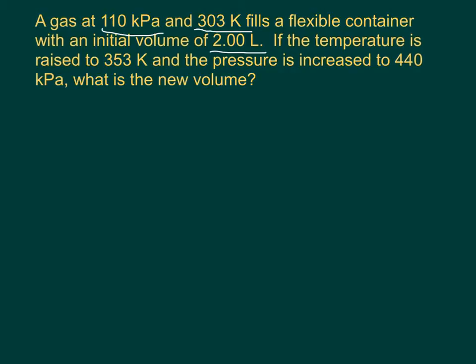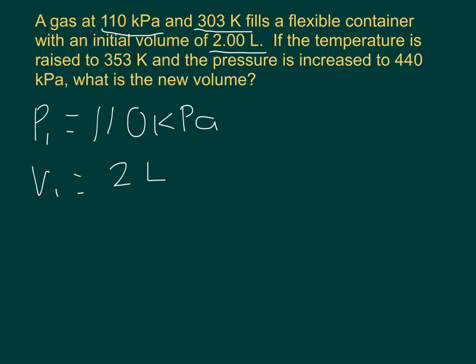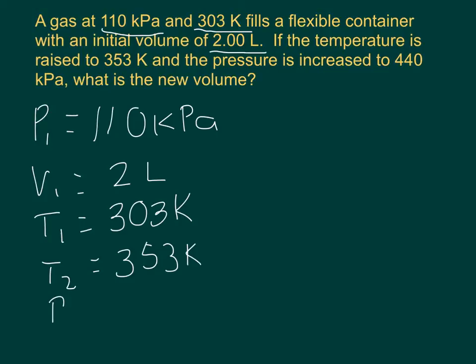We're going to start just like we did with our other gas laws and list our given information. Our initial pressure is 110 kilopascals. Our initial volume is 2 liters. Our initial temperature is 303 Kelvin. In the second half of the problem, our new temperature is 353 Kelvin, the new pressure is 440 kPa, and we are looking for the new volume.